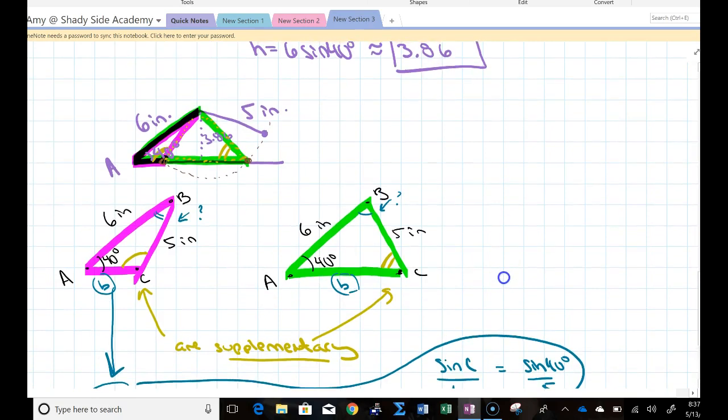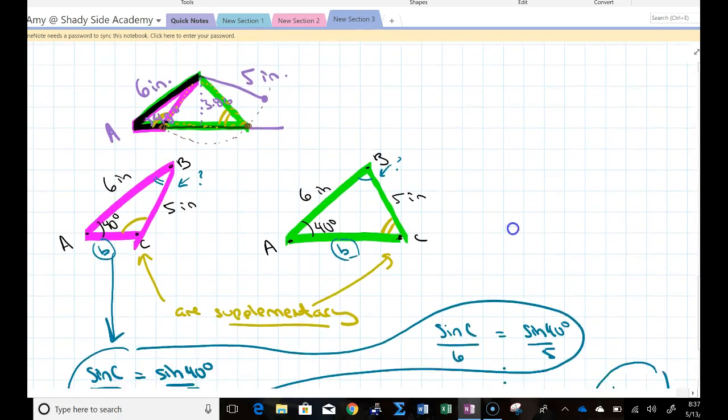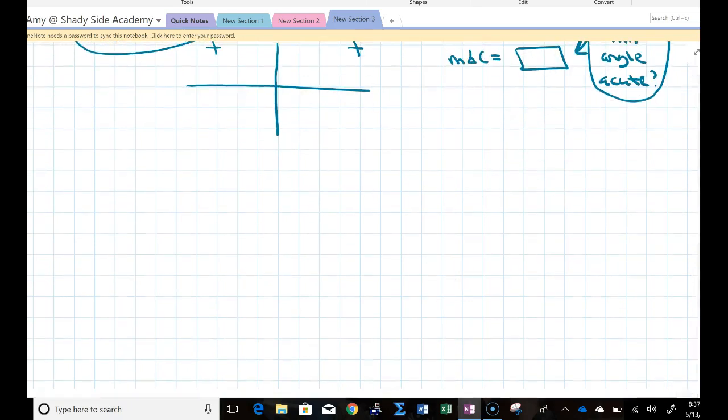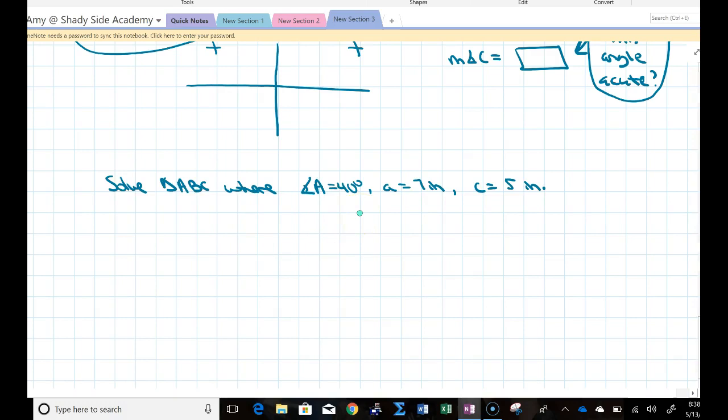Okay, now we're going to go here and do this. Let's say we have the same triangle. Let me set it up. You'll see here, this is also an SSA, solve triangle ABC, where you have a given angle, the side opposite, and the side adjacent.